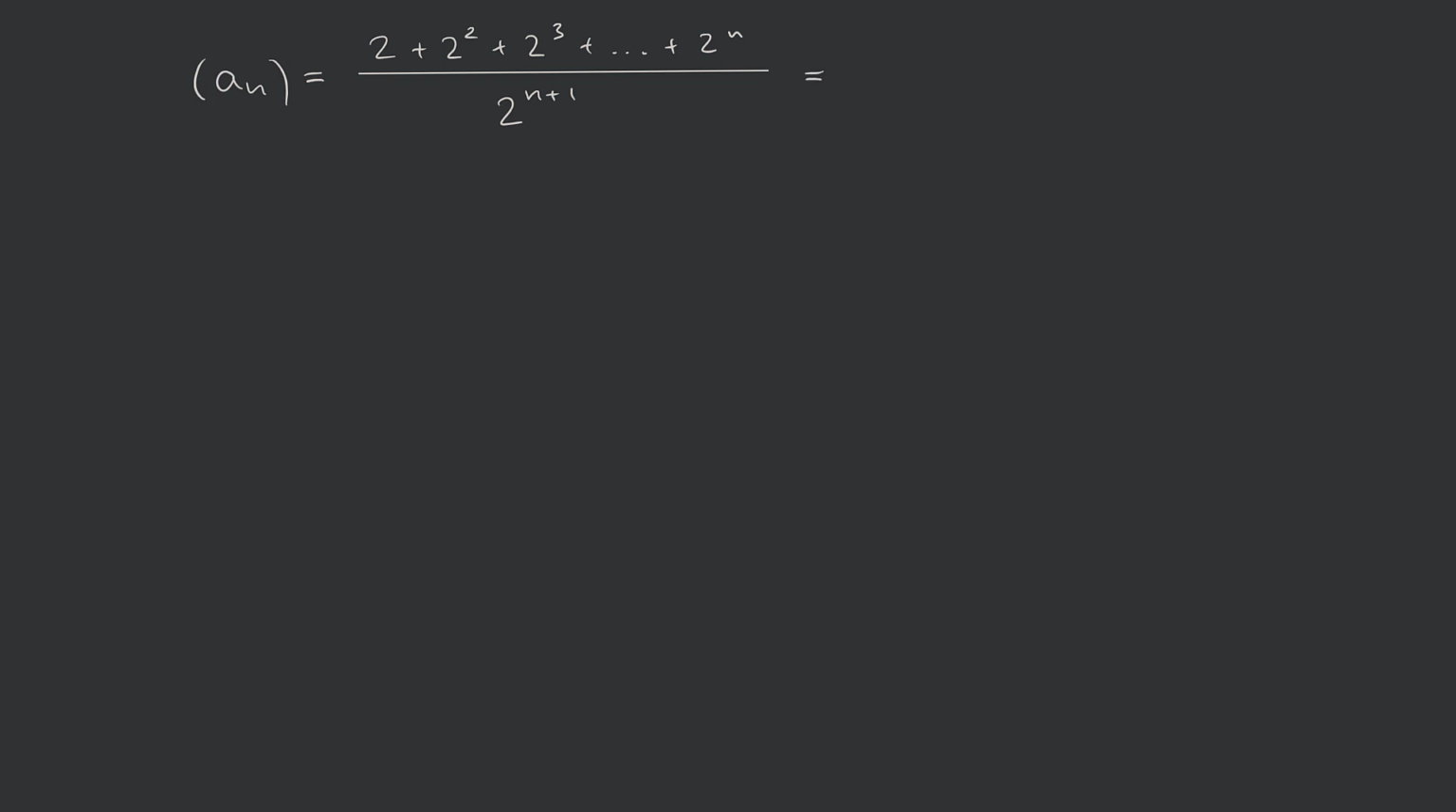Now, the first thing is, let's train ourselves in using the summation notation. So we replace the numerator by an expression using the summation notation. That is the sum symbol, 2 to the power of i, and now we carefully have to check from where to where i is running. The first summand is 2, which is 2 to the first power, and the last summand is 2 to the n. So i is running from 1 up to n. And we divide this by 2 to the n plus first power.